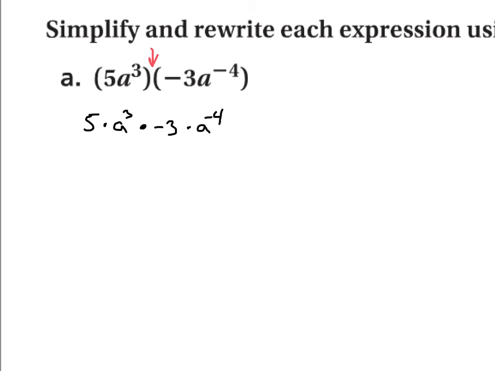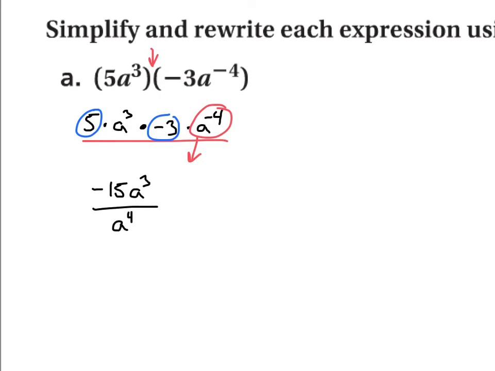So what I would probably do here is deal with my negative exponents first. I see I've got an angry exponent, so it wants to move. It's in the numerator, it wants to move to the denominator. In that same step, I would probably go ahead and multiply my numbers together. So 5 times negative 3 is negative 15 times a cubed over a to the positive fourth power.